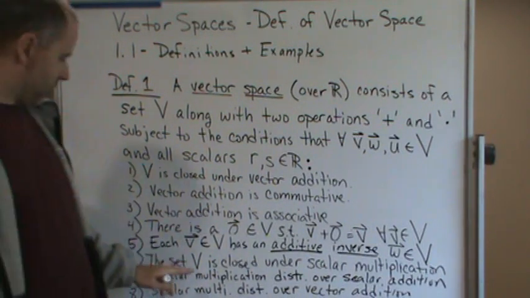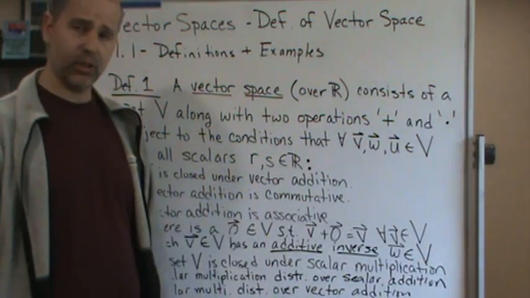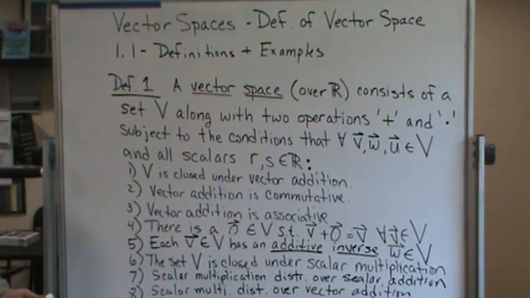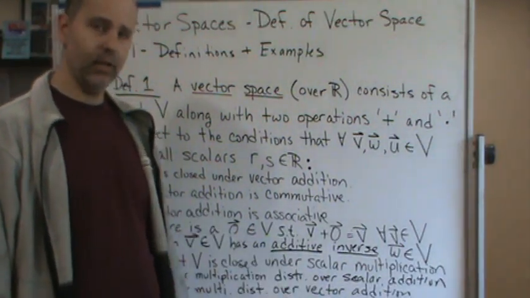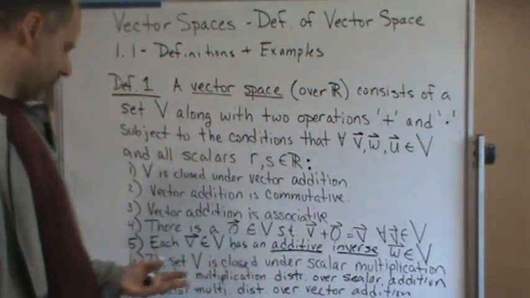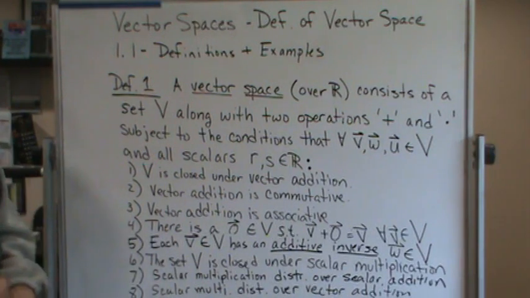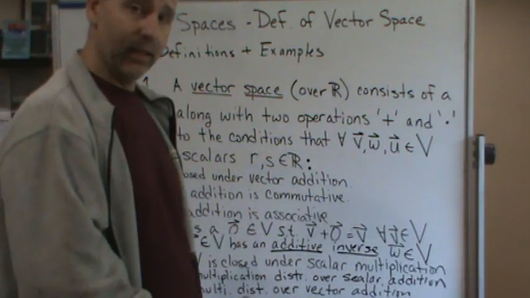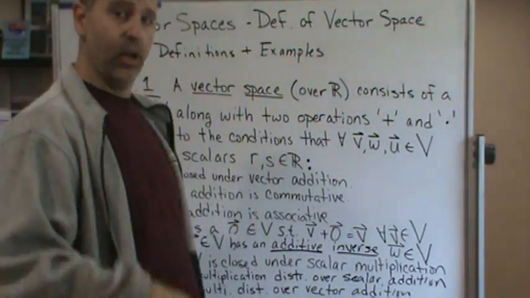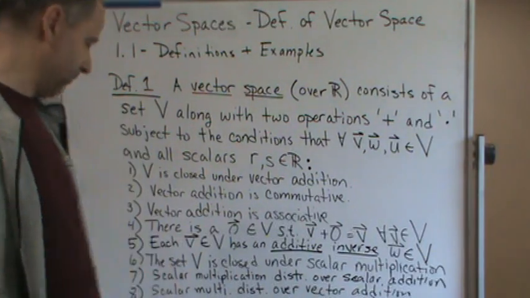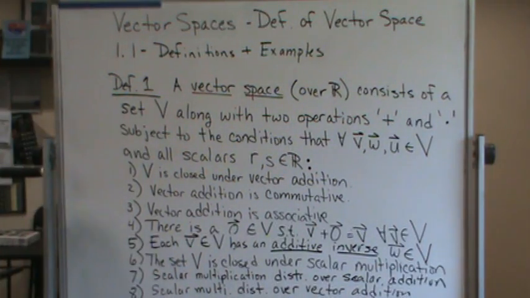6. The set V is closed under scalar multiplication. So that's when we multiply a scalar, a real number, by a vector. So if you multiply any vector in V by a scalar, you'll get another vector in V. That's what that's saying. You'll never get something that's outside of V.